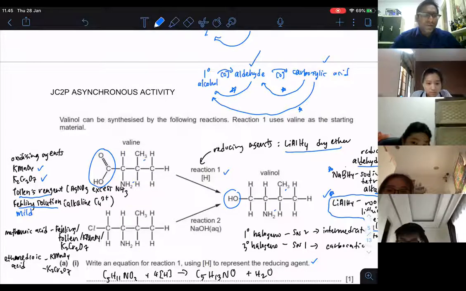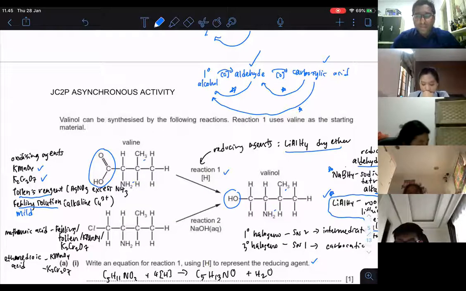So what is going to be the observation? You should know Tollens reagent, okay, you are going to use silver. So it's also known as silver mirror test. You are going to get some kind of a mirror formation. Okay, so Ag+ will become Ag. You can read on this.